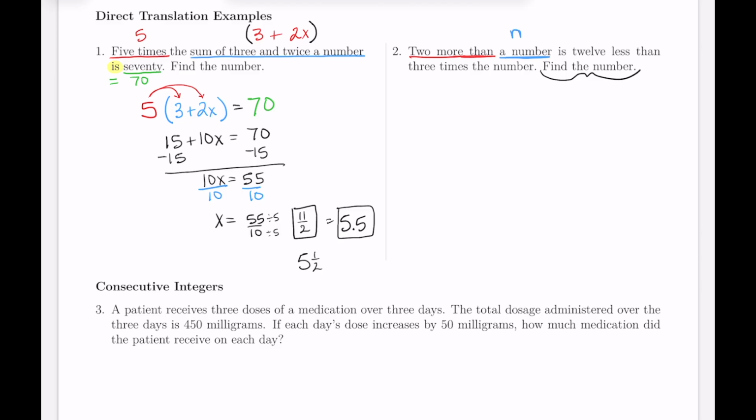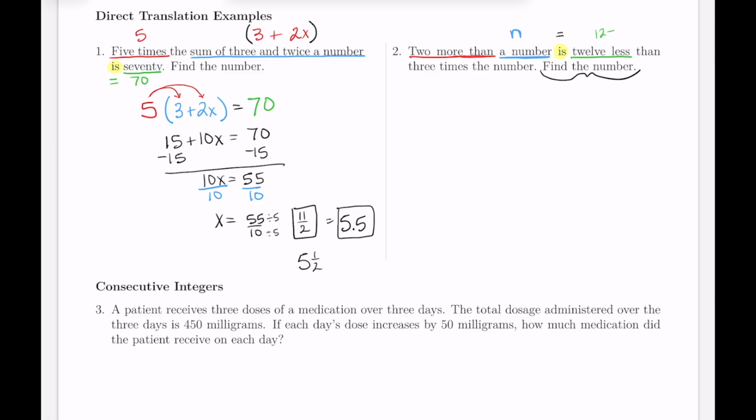Ooh, that one's nice. That's kind of the middle, right? That's going to be my equal sign here. So I'll put equals. And then we have 12 less than. Now, a lot of people think this means 12 minus something. That is not what that means.